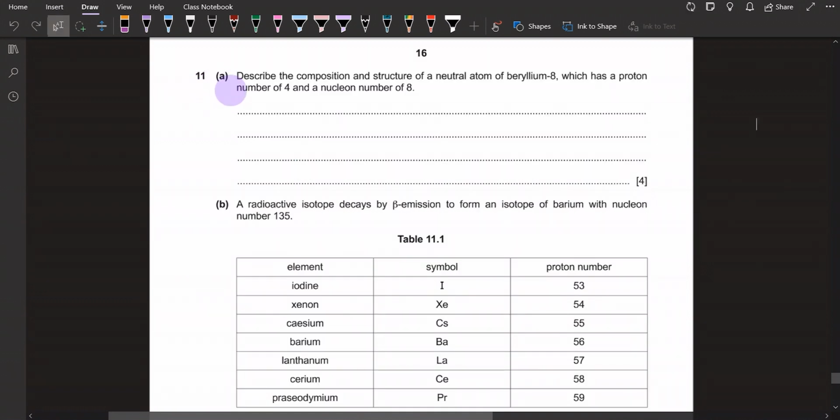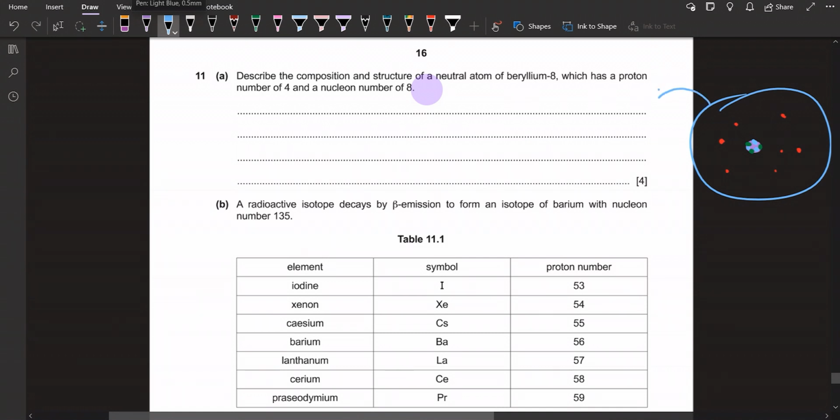Question number 11. Part A says describe the composition and structure of a neutral atom of beryllium-8 which has a proton number of 4 and nucleon number of 8. So in this question, we just have to explain the structure of a neutral atom. An atom contains a nucleus which has electrons surrounding it, and inside the nucleus are neutrons and protons, right? So this is how an atom structure looks like. We just have to explain this in writing.